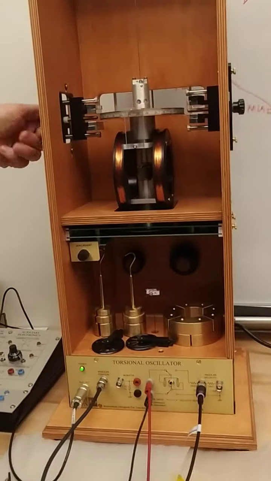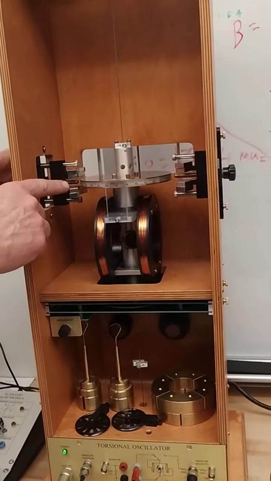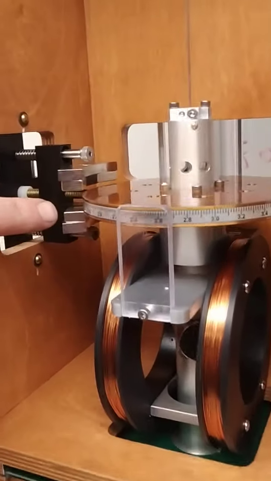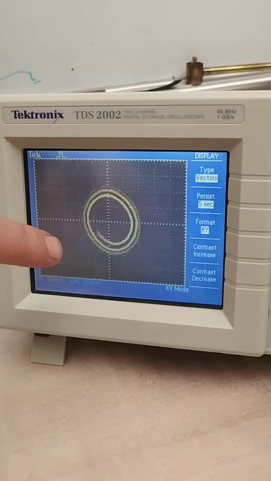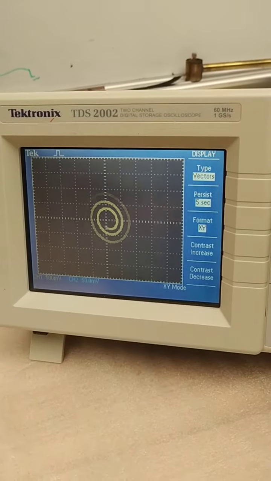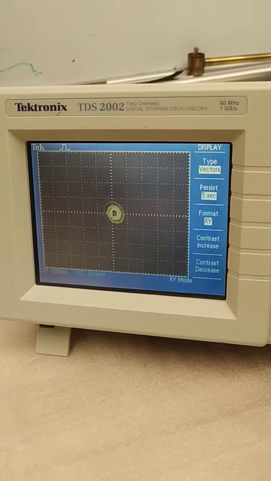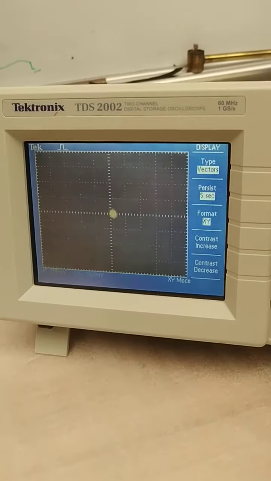And look, if I put in the brake, I put in these magnets, I can screw them in here, and we can put a damping force on this. And look here. Watch what happens when we have a damping force. We're losing energy. That is cool. Okay, good.